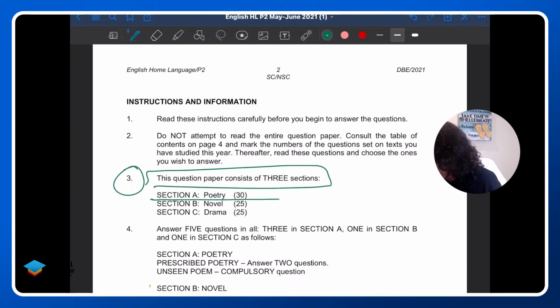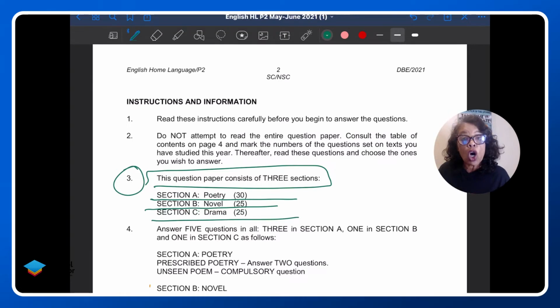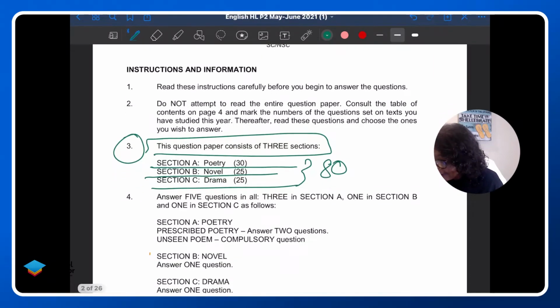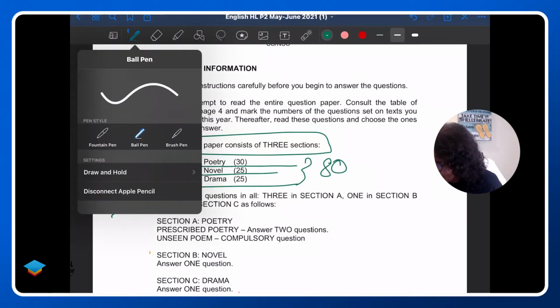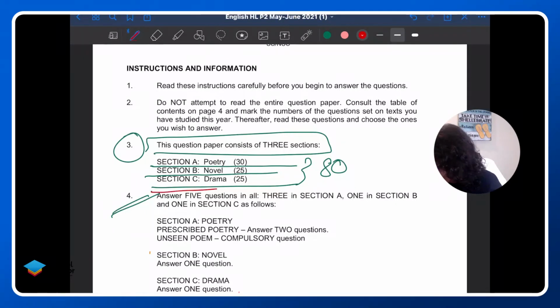There's Section A, which is the poetry for 30 marks, Section B, which is the novel, and your Section C, which is the drama, of 25 marks. The total marks for this paper is 80, right? And then instruction number 4 is also very important. It says there very clearly that you have to answer 5 questions in all, right? 3 of the questions must come from Section A, so that's the poetry section. 1 of the questions must come from Section B, that's your novel section, and 1 question must come from Section C, right?